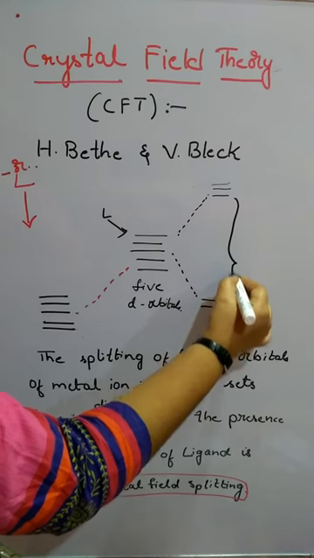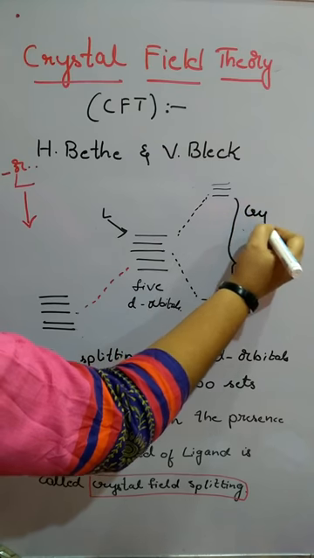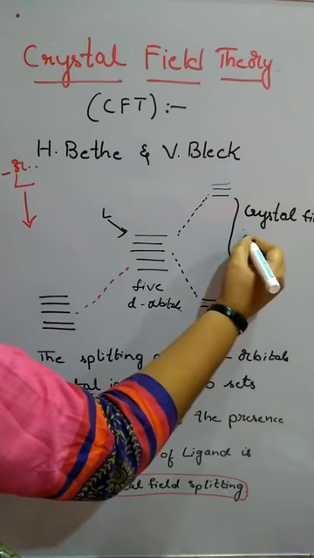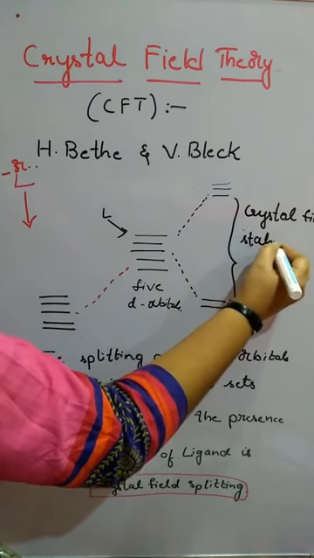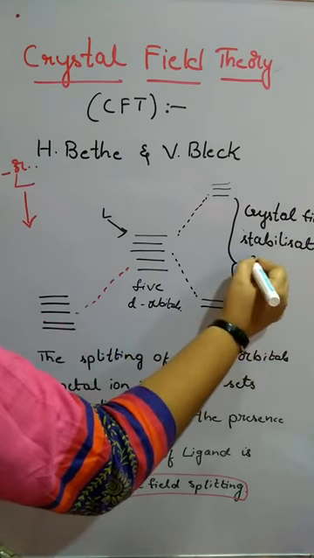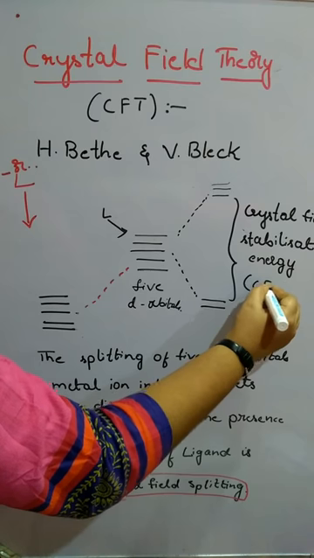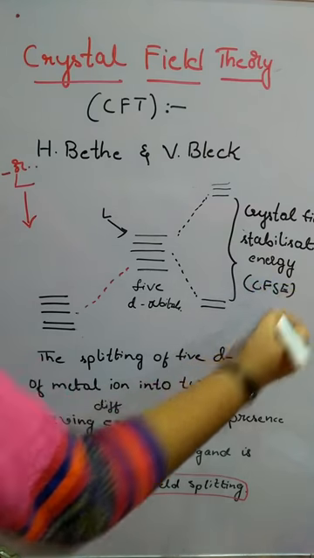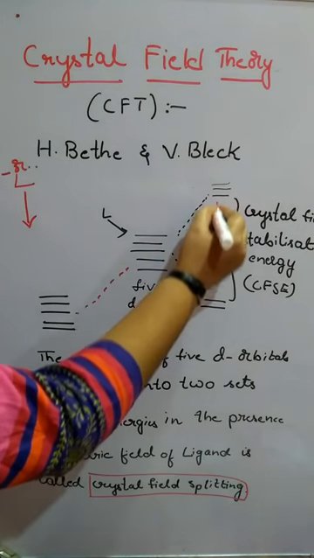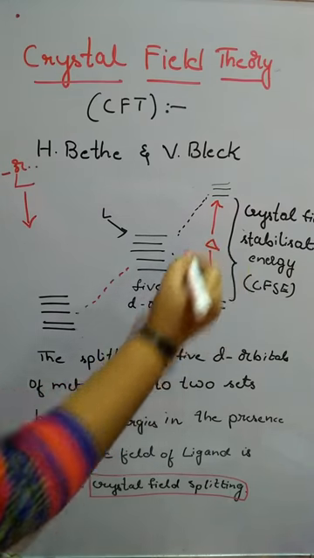So we can write that the energy difference between them is called the crystal field stabilization energy or crystal field splitting energy. It is mentioned as CFSE, and it is denoted by delta.